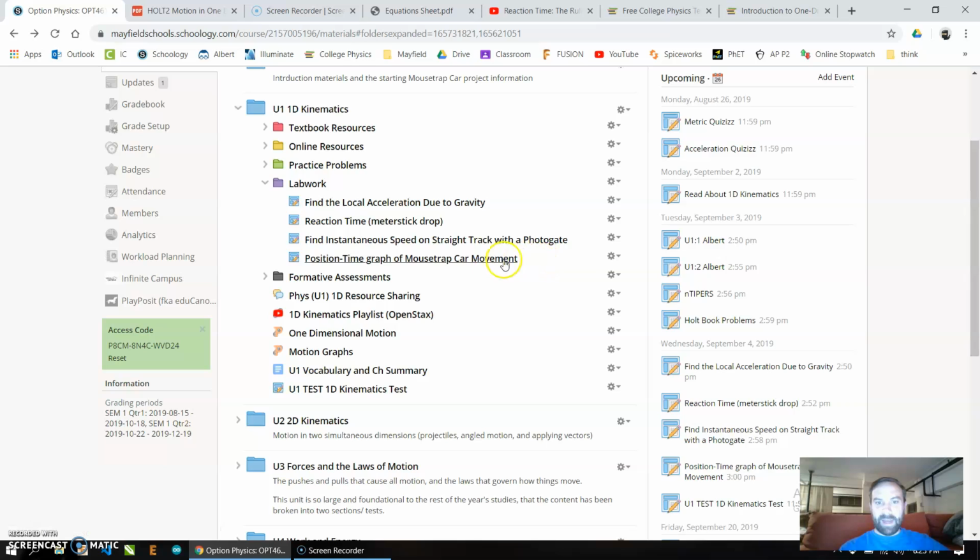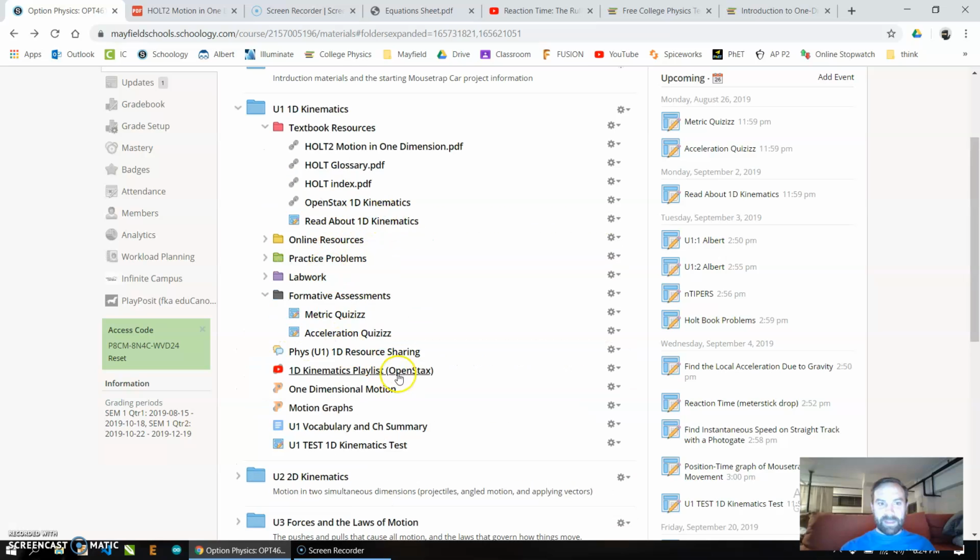The last lab has to do with the mousetrap car that you completed. This is where the video you took of your mousetrap car is going to become useful. You'll want to take a careful look at that video to build a position time graph. I'm going to make another screencast on how to do that because it's an interesting technical challenge that will go much easier if I show you how to do it and then you build it from your own video and your own data. So I'll be helping you along with that one pretty soon, and we'll take a look.